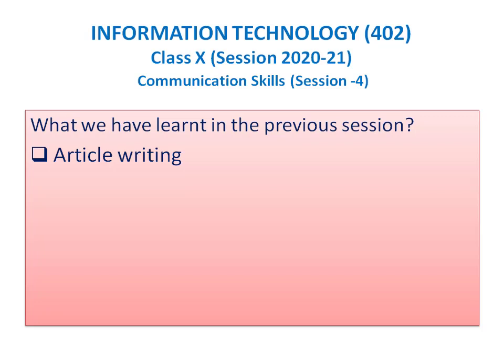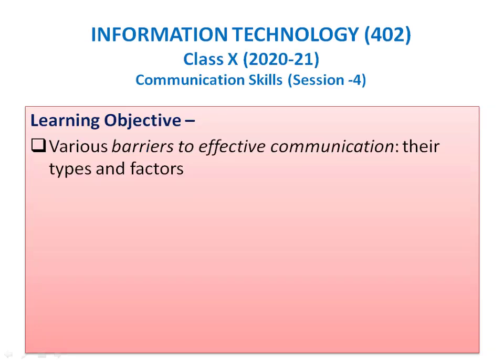Now today we are going to study the various barriers that affect communication, that is, the barriers to effective communication, their types and factors. So what do you mean by barriers? Barriers are basically the hurdles or the problems which are encountered and which affect the communication. So in order to make an effective communication, we have to overcome these barriers.